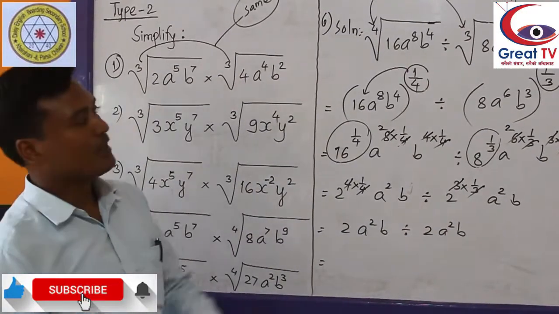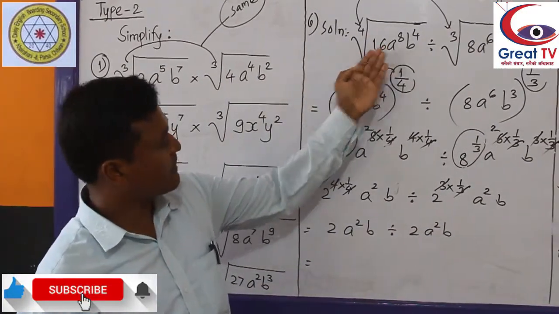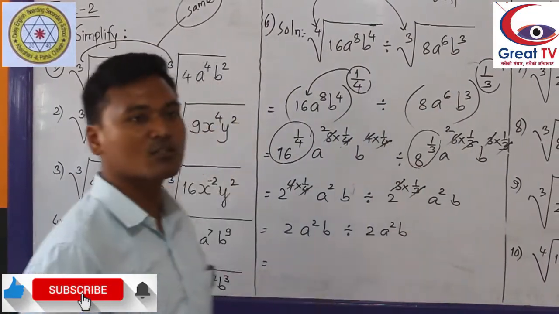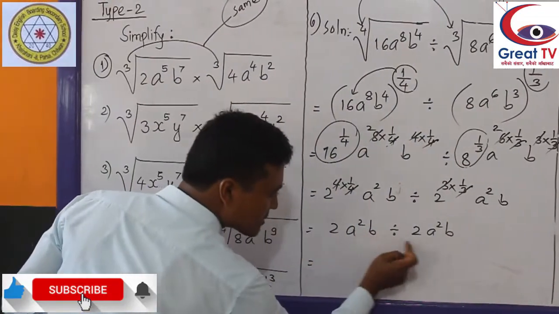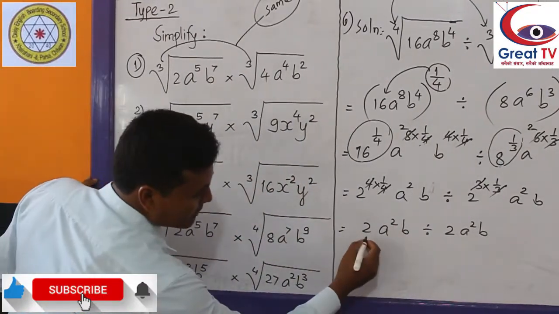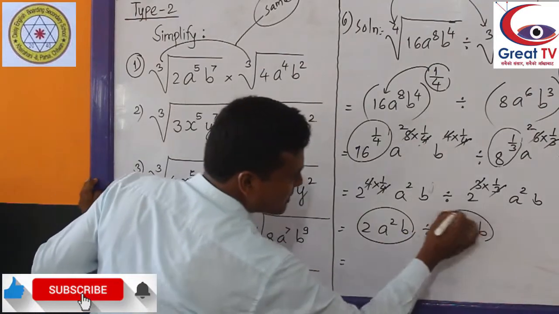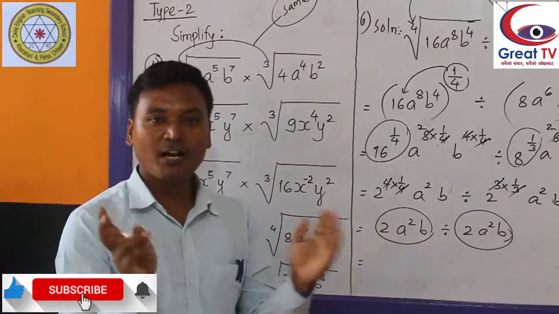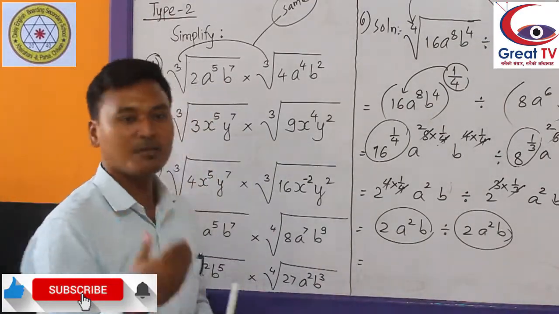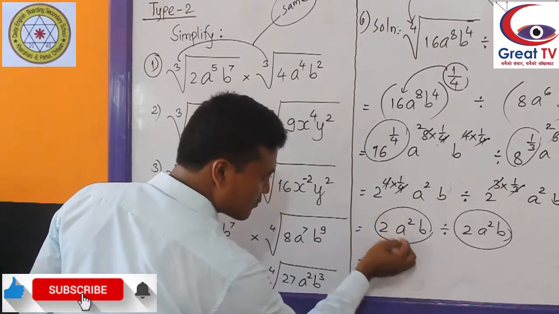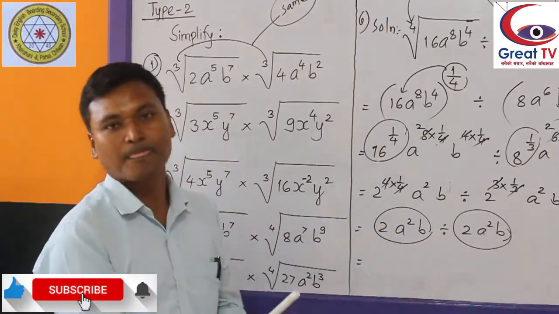Now after simplifying the first part, we got 2a square b. After simplifying the second part, we got again 2a square b. Now what is the sign between these two terms? We have a division sign. Now we should divide. As we know, 5 divided by 5 is always 1, a divided by a is always 1, x divided by x is always 1. Similarly, 2a square b divided by 2a square b equals 1.